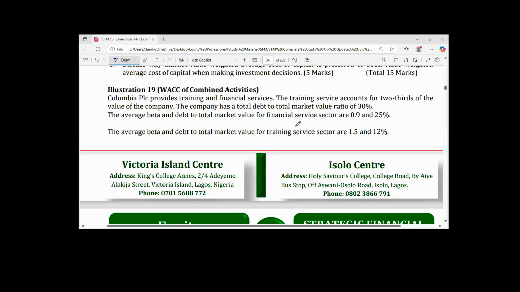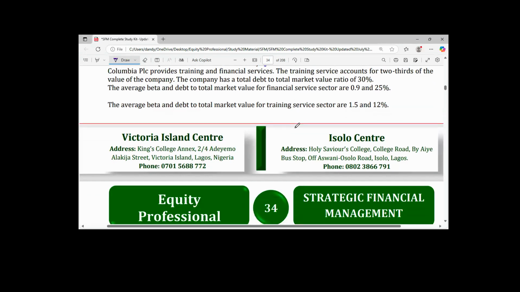Illustration 19. Columbia PLC provides training and financial services. The training service accounts for two-thirds of the value of the company. The company has a total debt to total market value ratio of 30%. The average beta and debt to total market value for financial service sector are 0.9 and 25%. The average beta and debt to total market value for training service sector are 1.5 and 12%.